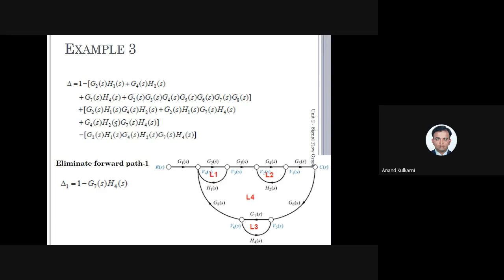Any doubts? Let me know if you have any doubts. A student asks: for the forward path, can we consider G1, G2, G3, G4, G5, G6, G7, G8 and then go back? No, because there is a return of the signal.